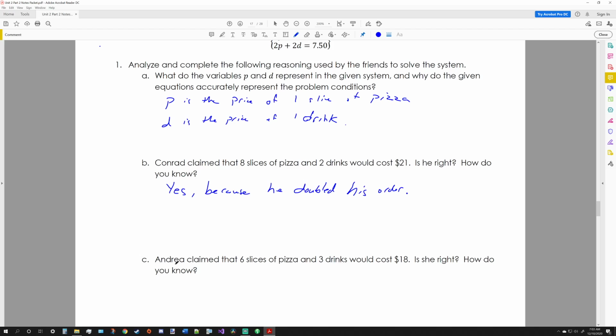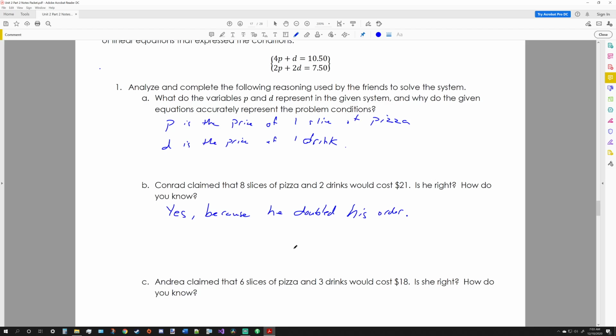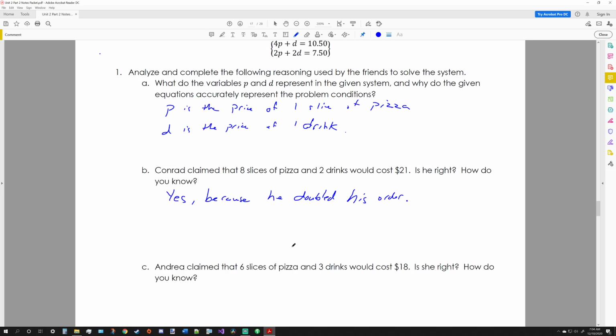Okay. Andrea claims that 6 slices of pizza and 3 drinks would cost $18. Is she right? How do you know? So again, let's pause the video, think about that, see if you can come up with an answer. All right, so hopefully you found some information that would lead you to answer this question. 6 slices of pizza and 3 drinks would cost $18. Well, what did Andrea get? Andrea got 2 slices and 2 drinks and paid $7.50.